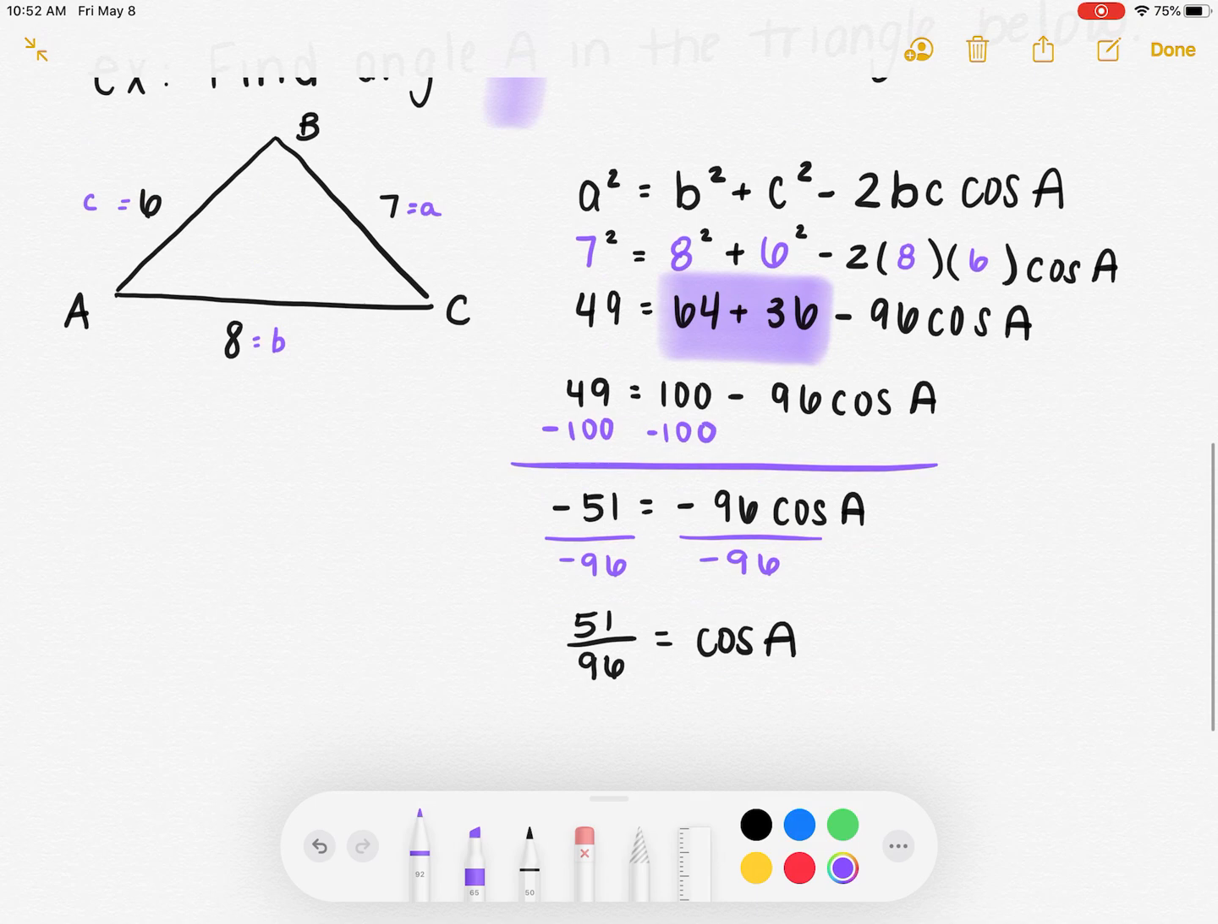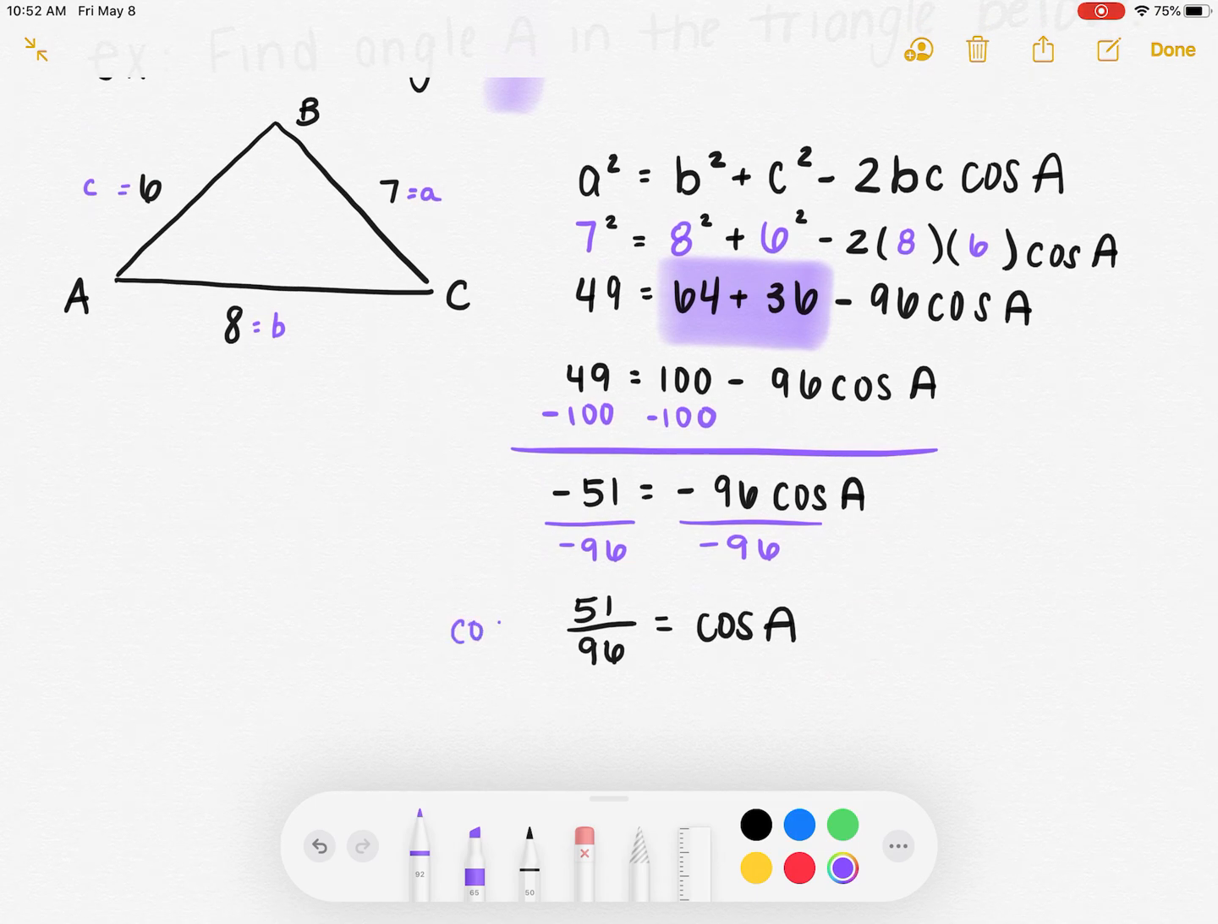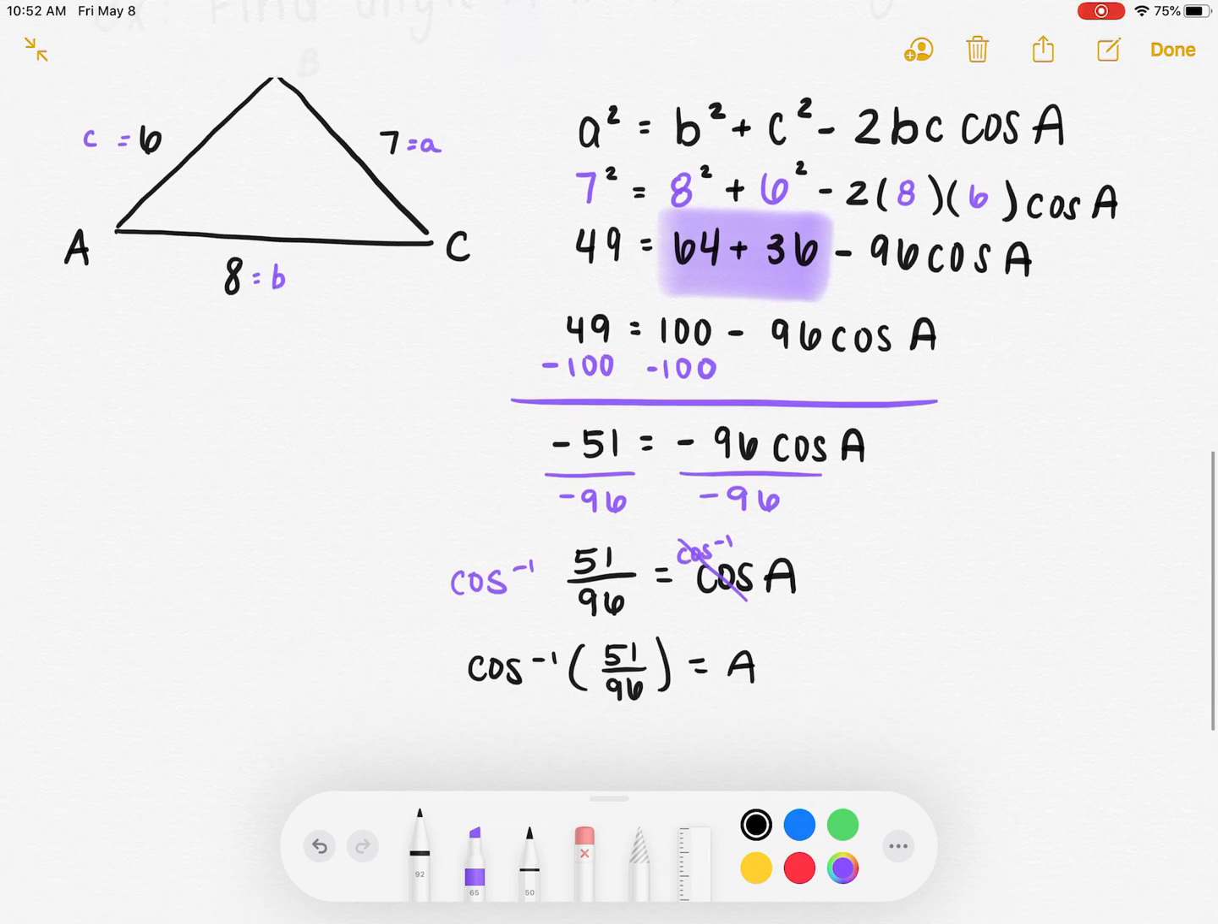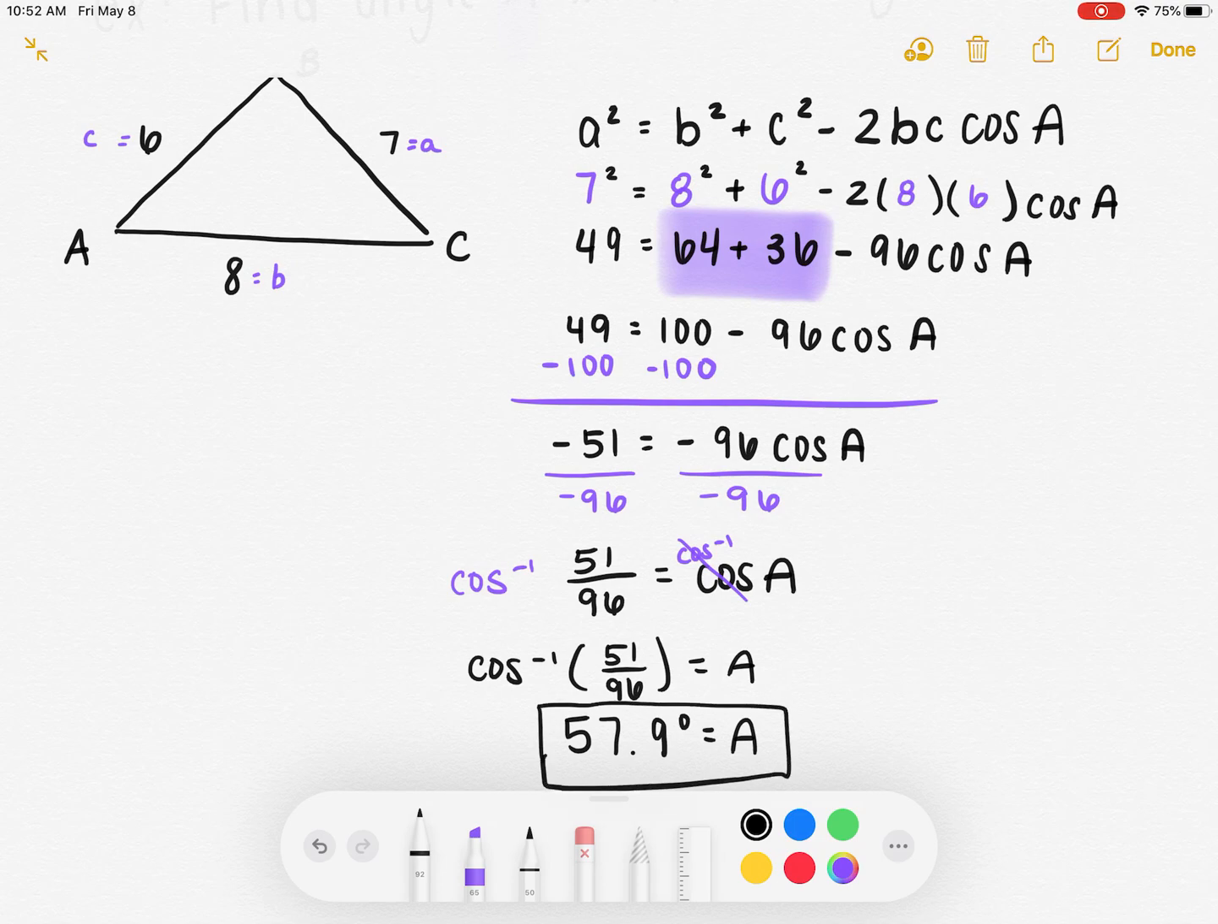So now I'm going to apply the cosine inverse to each side because that will cancel this cosine out and get A all by itself. So then in my calculator or on Desmos, I'm putting in cosine inverse of 51 over 96 to get A, and I end up getting that the cosine inverse of 51 over 96 is 57.9 degrees. So that's my answer for angle A. And you have now finished the problem.